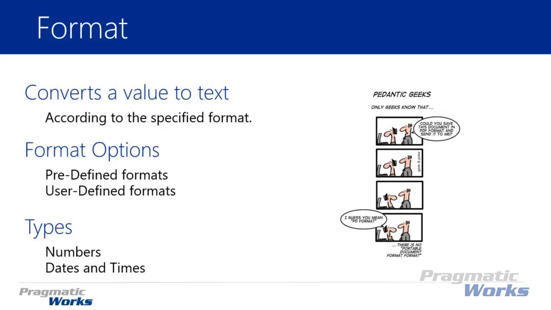It works on both numbers and dates and times, all right? So you can convert numbers and dates and times to a specified format that you want, and it also converts that to a text data type instead of a number or a date and a time.